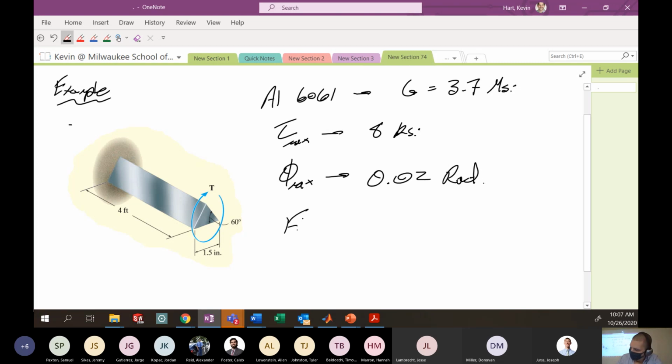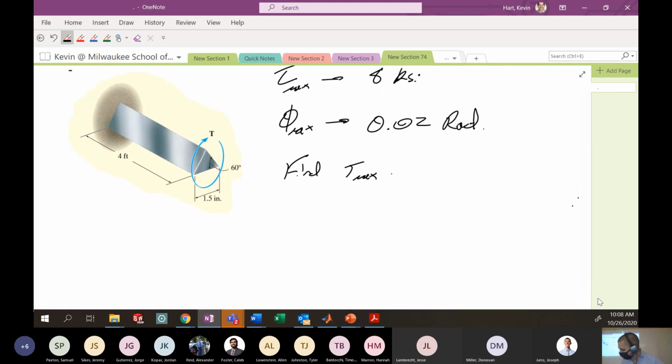So we want to find the maximum torque that we can handle in this cross section before it reaches one of these two failure criteria, quote unquote. There's a couple of places where you can go, but what we're going to want to do is calculate what torque is required to get us to the max shear, calculate what torque is required to get us to this max angle of twist, and then take the lesser of the two values as our answer for the problem. Okay, so let's do that.